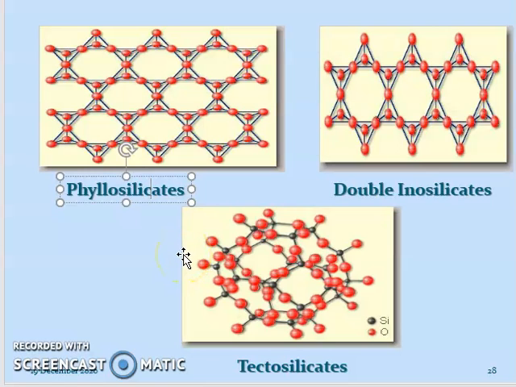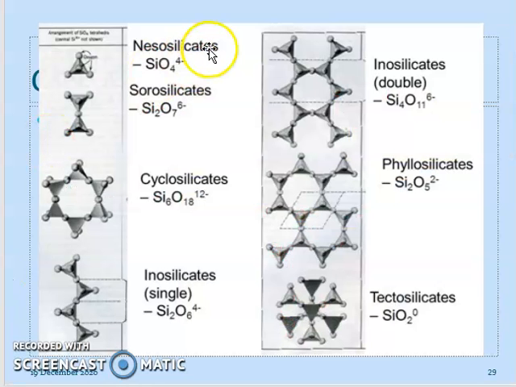This is all for silicate. If you look here, it summarizes the previous discussion, and also you can calculate the net charge for each unit.